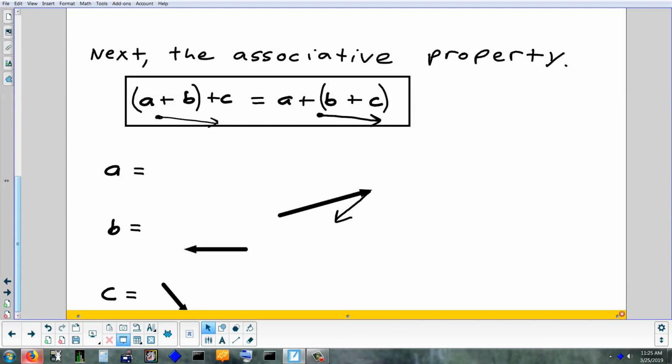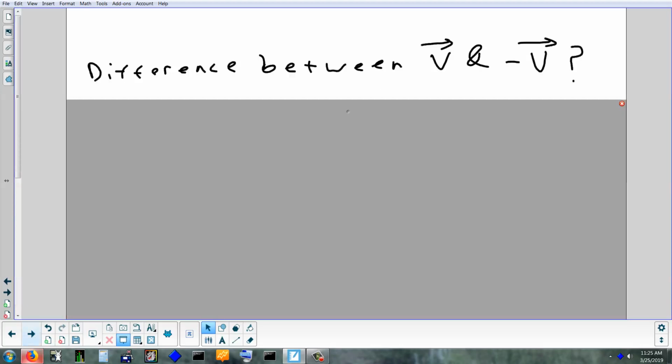So all I'm showing you there is that the associative property works. If you change the order you add vectors in, you're still going to get the same answer. Okay. Any question on that idea? All right.